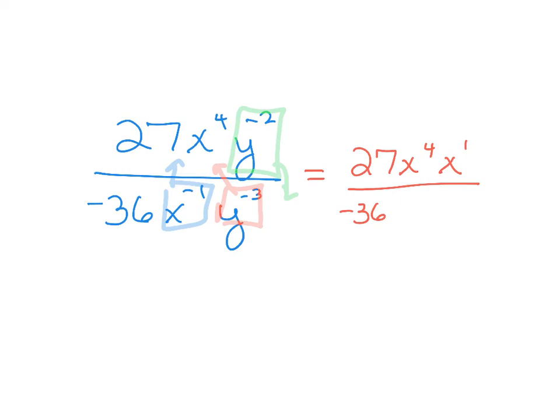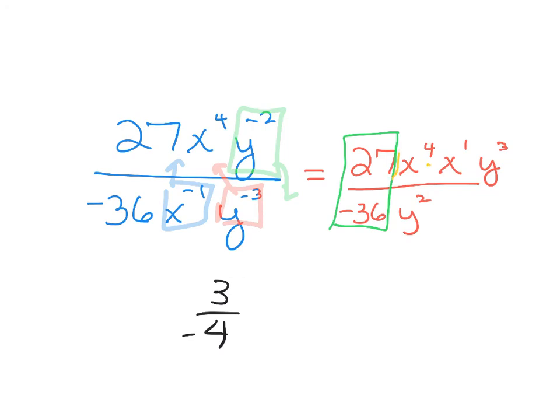And then I'm going to move the y squared to the bottom. And then I'm going to move the y cubed to the top. Now I can go ahead and reduce my fractional part, the 27 over negative 36. I could divide both of those numbers by 9, and this would become 3/4, and the denominator stays negative. I'm going to go back.